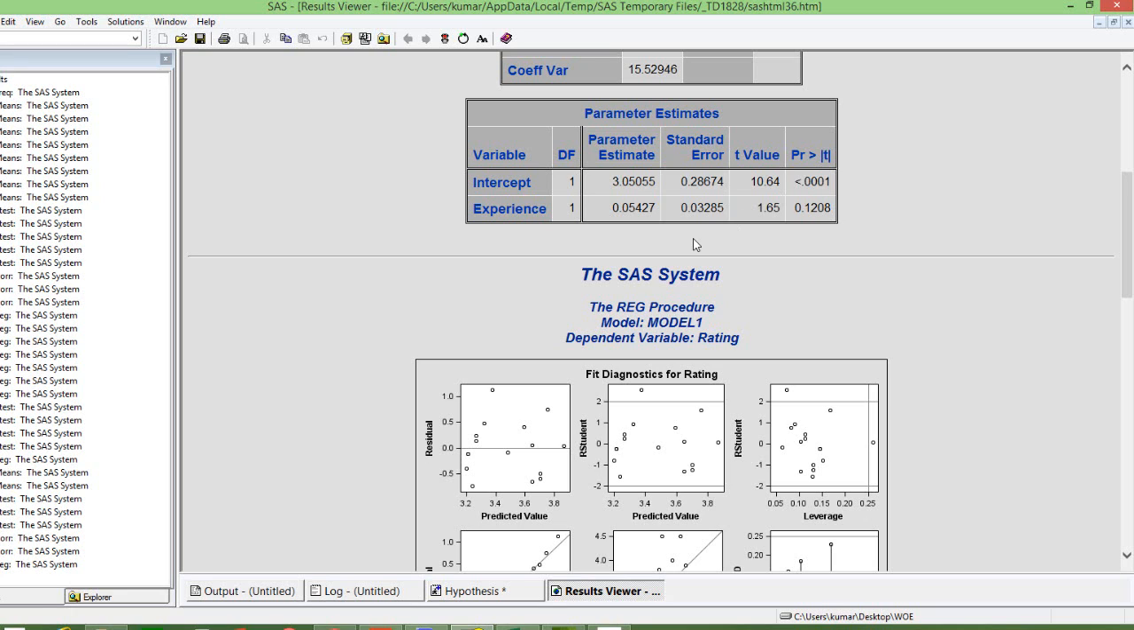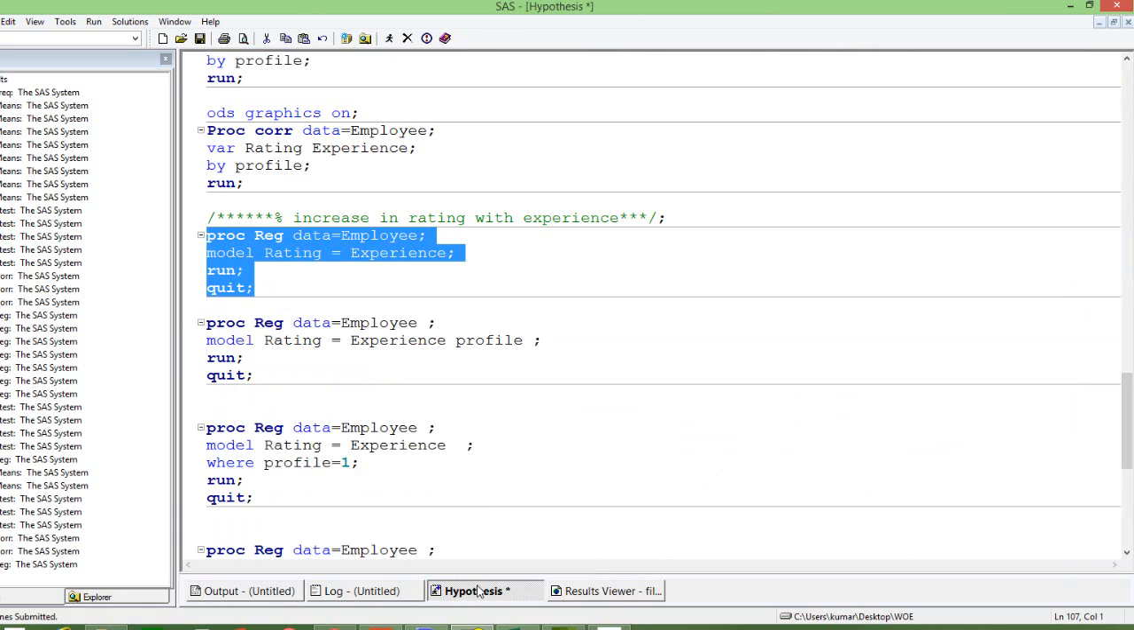So why is that so? Can we modify the model a little bit? Okay. What we will do is add one more variable.